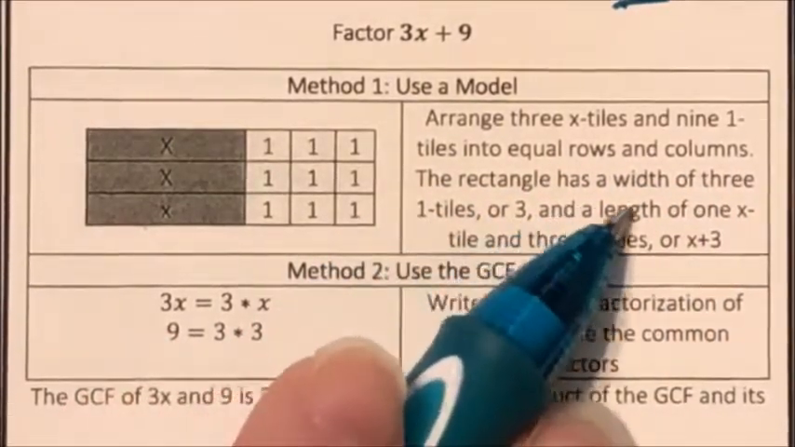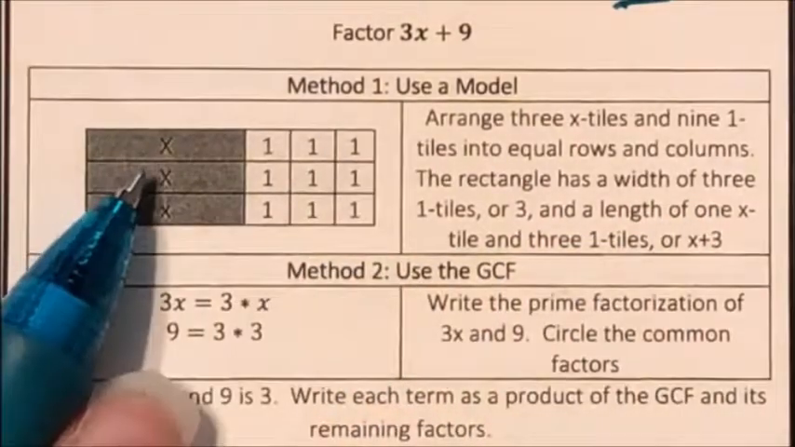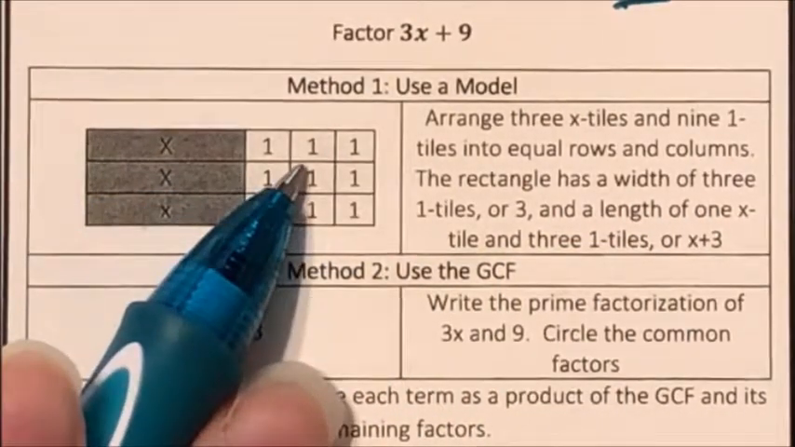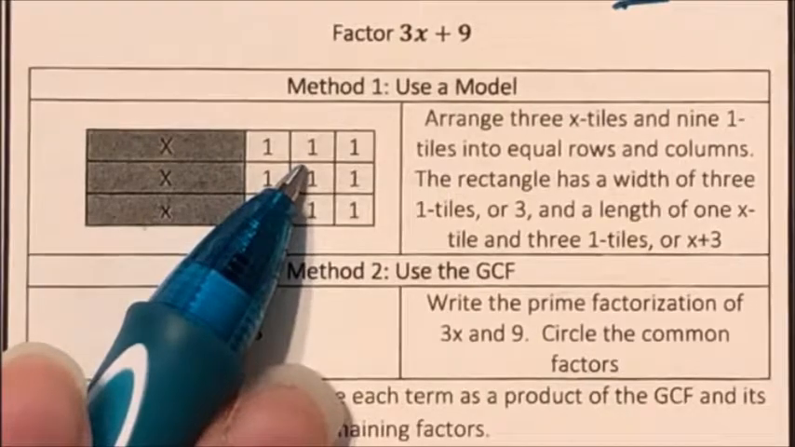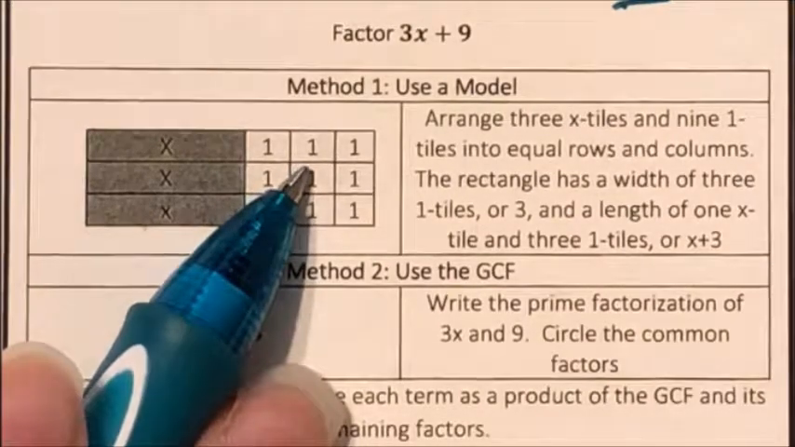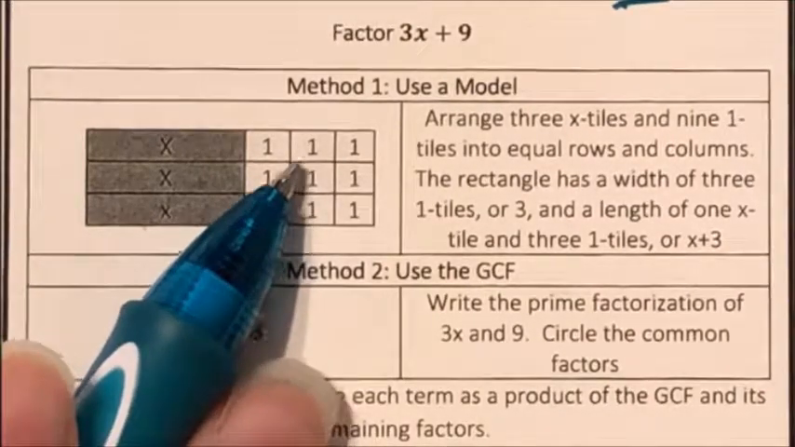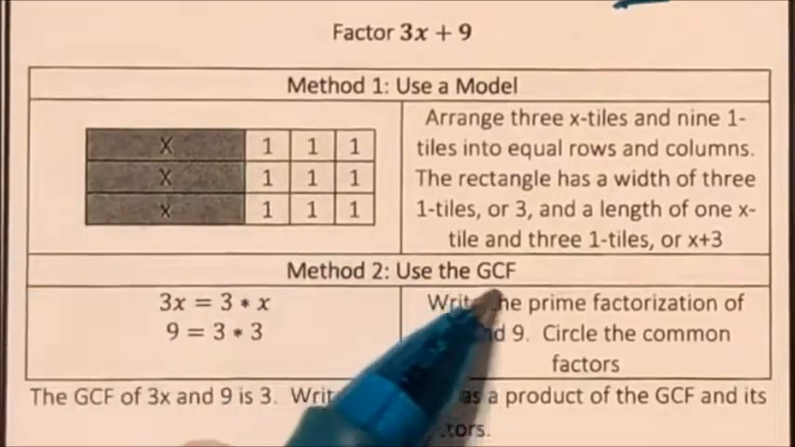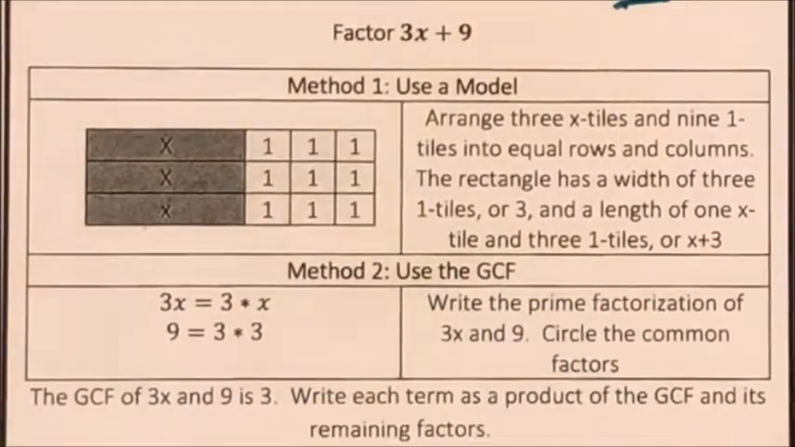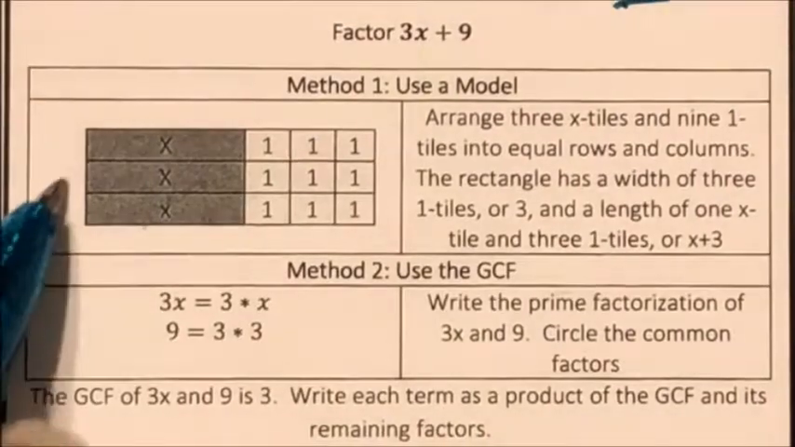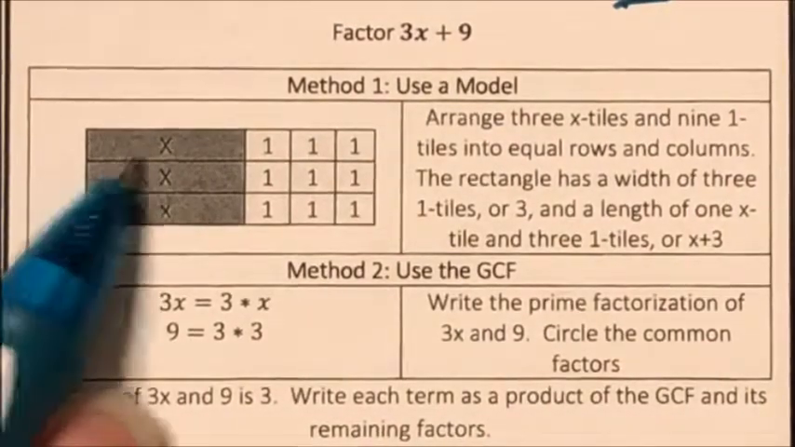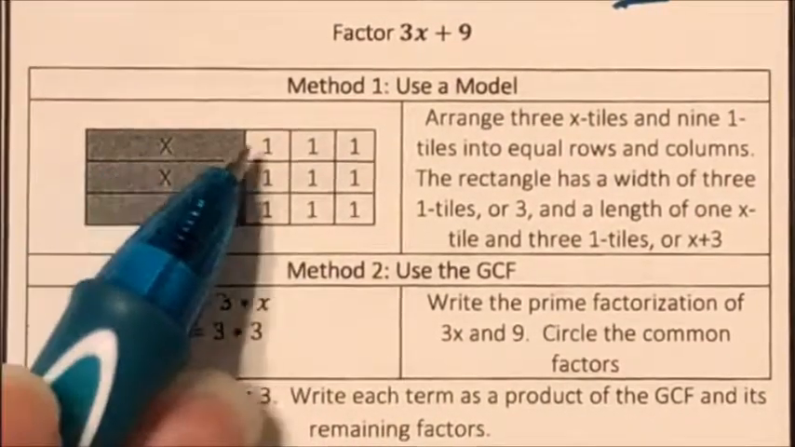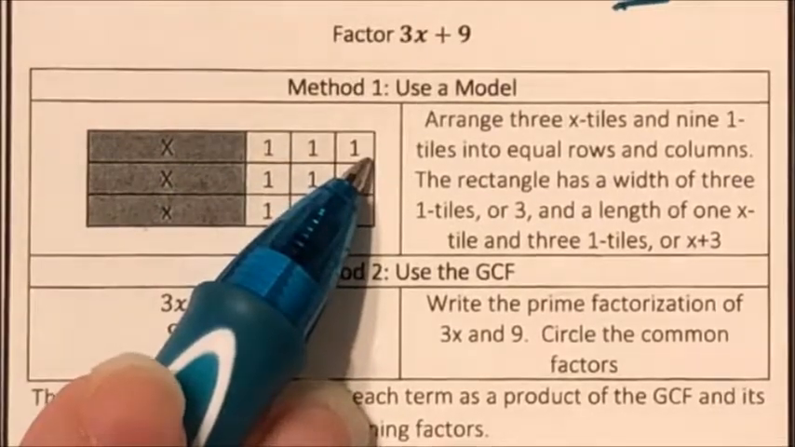The rectangle has a width of 3 1 tiles, or 3, and a length of 1 x tile and 3 1 tiles, or x plus 3. So I have 3 rows of these, and each row makes up 1x plus 3 1s.